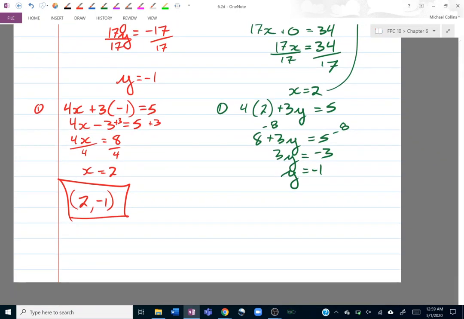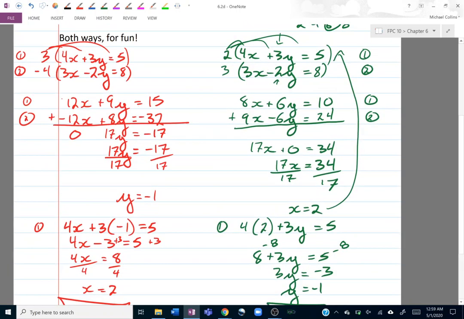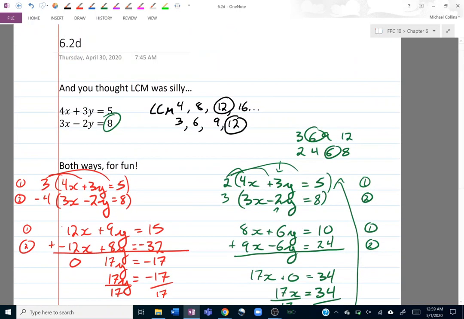So my solution, left-hand side, it works out exactly the same as my right-hand side. Red is the same as green. I end up with a 2, negative 1. Two different ways doing the exact same thing. You would only ever need to do one of those ways.